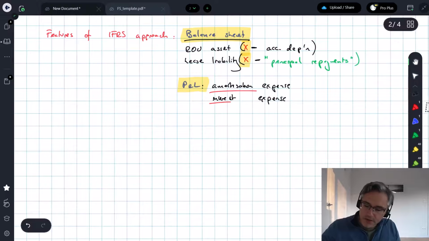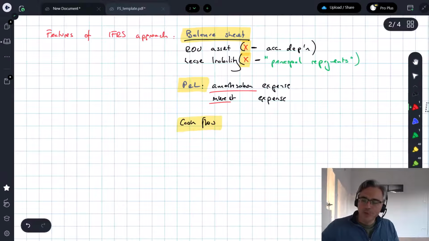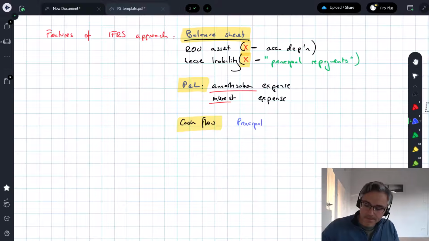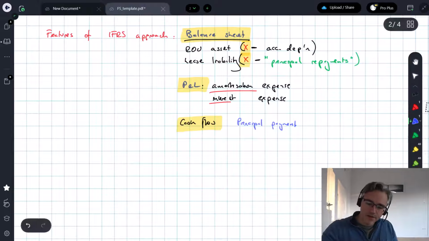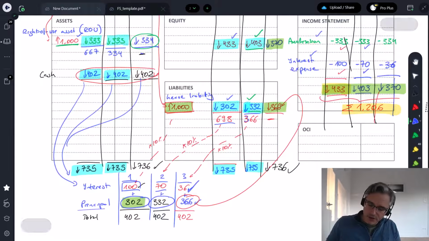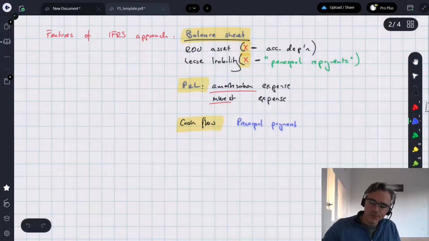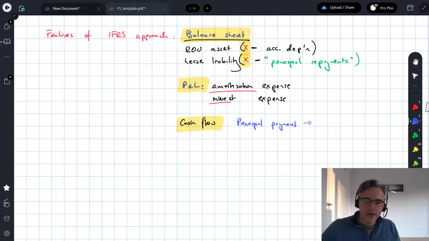Now, in terms of cash flows. In the cash flow statement, whatever was the principal payment, so the bit that was reducing our liability every year, right? This bit, which I termed 302, 332, 366, which I called the principal, goes under IFRS to your cash flows from financing activities, obviously as something negative, as if you were repaying a loan.